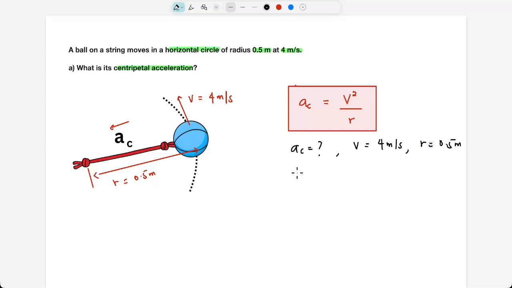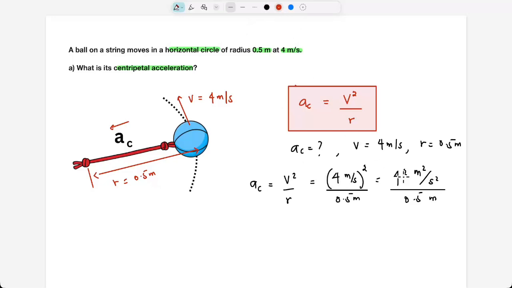Now we can plug these values into our centripetal acceleration equation. So that gives us a_c equals v squared over r. We can plug in those values. So v is 4 meters per second, so we have 4 meters per second all squared, and then divided by the radius, which is 0.5 meters. Now we can simplify this to compute the centripetal acceleration. So 4 squared is going to be 4 squared meters squared divided by seconds squared, and then in the denominator, we have 0.5 meters.